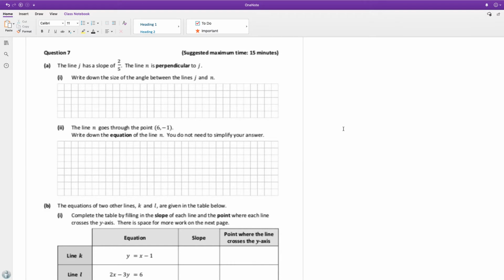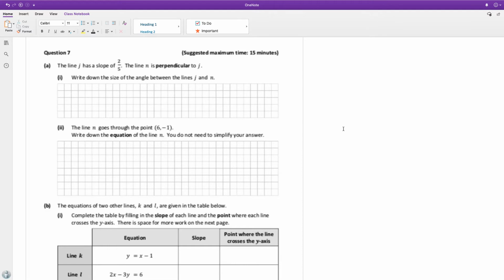Right. The line N goes through the point 6, minus 1. Write down the equation of the line N. And remember the formula for the equation of the line. If I didn't remember, where did I look? On your phone, off you go. That's my formula for the equation of the line. Y minus y1 is equal to m times x minus x1. That's if we're looking for the equation of the line.